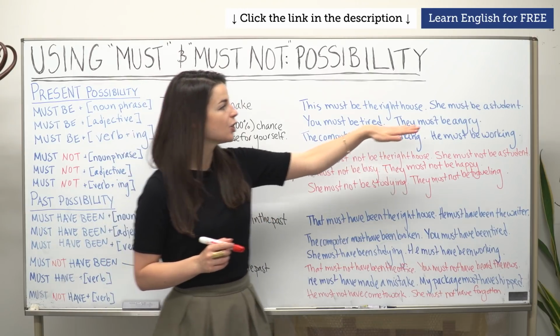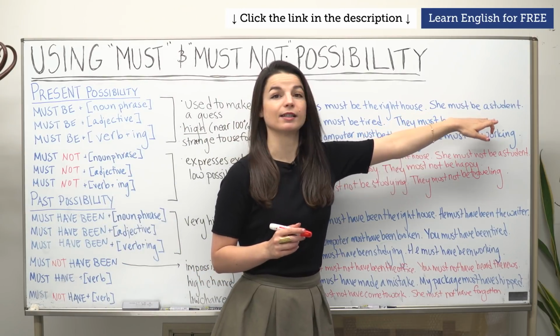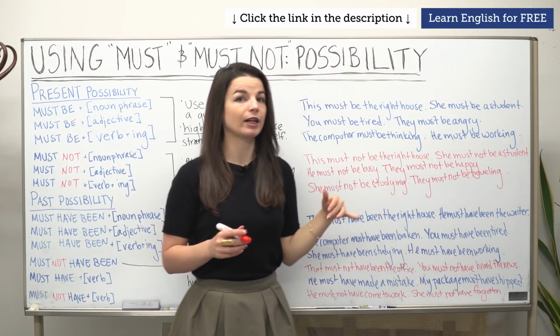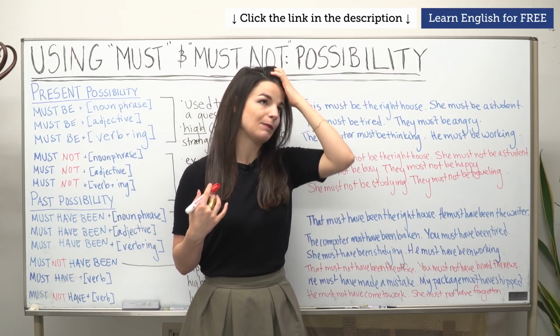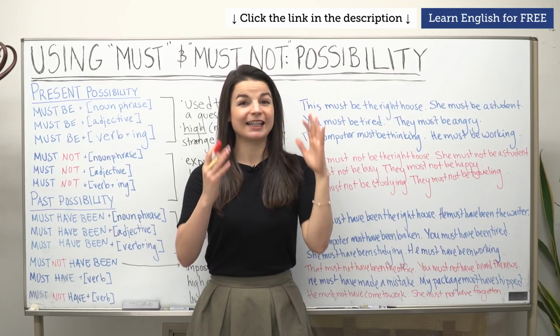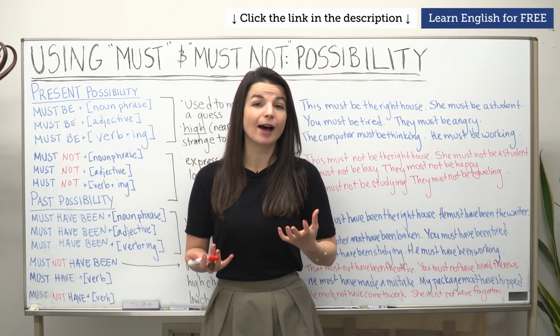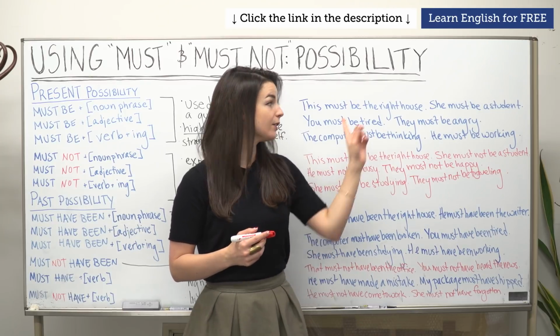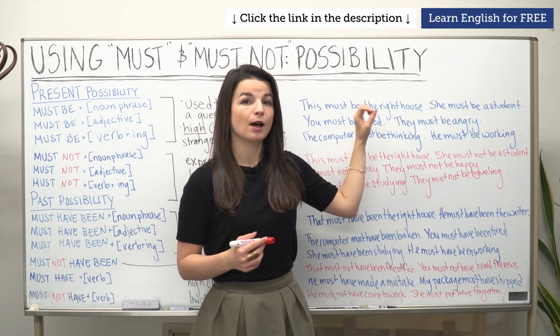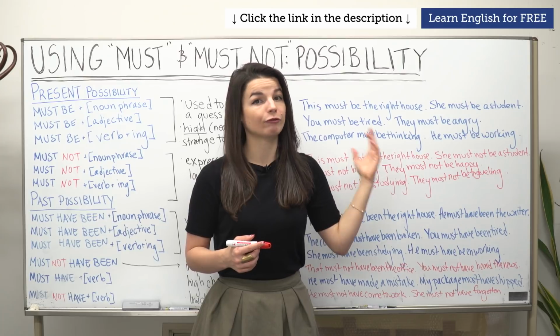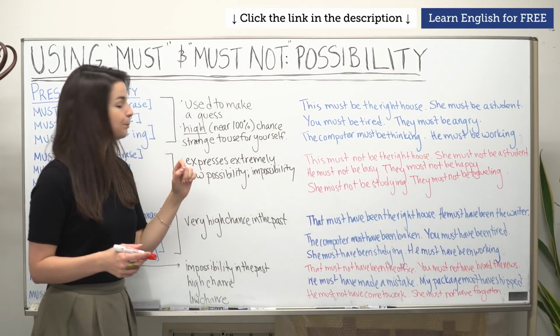One more example, she must be a student. Here I've used student as my noun phrase. So in this situation, maybe I'm looking at a person and I guess based on her appearance, she must be a student. So there's a high possibility she's a student. These are a few examples of how to use must be with a noun phrase. Let's look at another pattern.